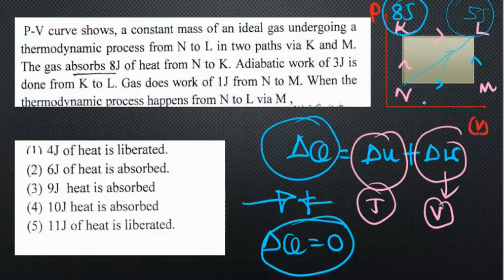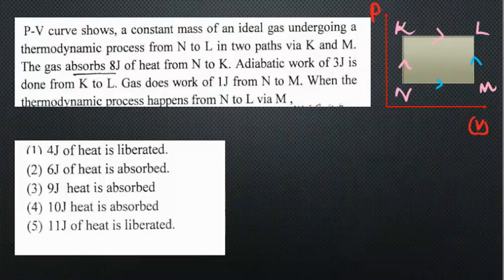Right. In the question, they're asking us to find the total heat absorbed from N to L via M. In the data they are giving us, the gas does work of 1 joule. 1 joule of work is done from N to M. From N to M, only 1 joule is required as work. We know that in the NML path, we need 5 joules of internal energy change.